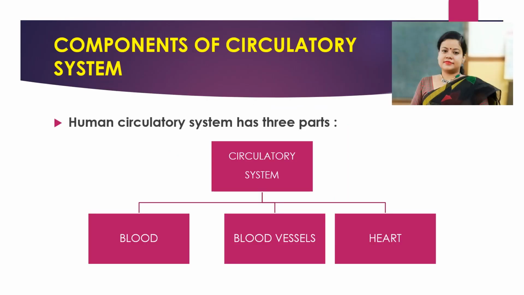Components of the circulatory system. There are three main components of the human circulatory system: blood, blood vessels and heart. Now we will learn one by one about each and every component of the circulatory system.